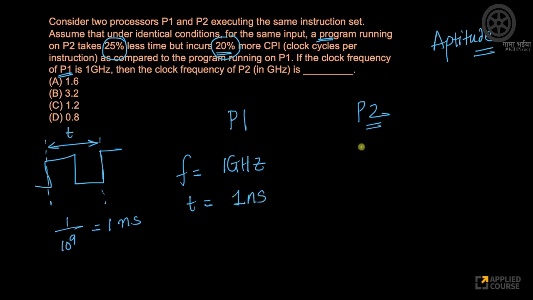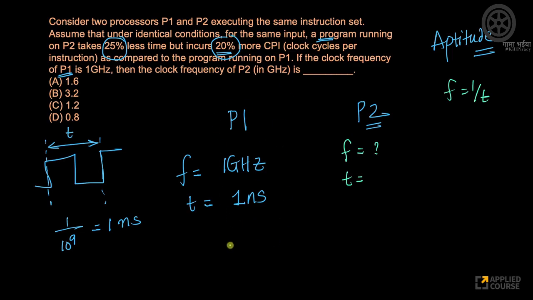So what is asked of us? We are asked for the frequency of P2. You can compute this frequency if you know the time interval for processor 2, because frequency is nothing but 1 by t. Very simple logic here. Now there is a twist. A program running on P2 takes 25% less time but incurs 20% more clocks per instruction. Let's go through this.